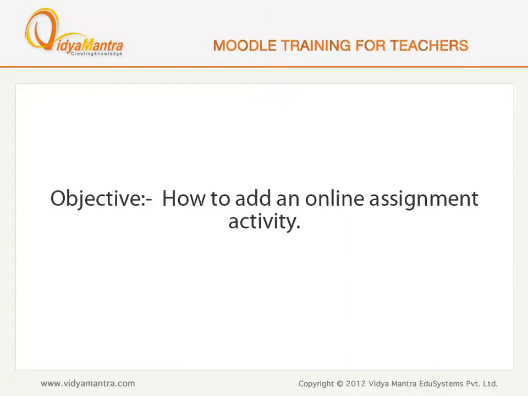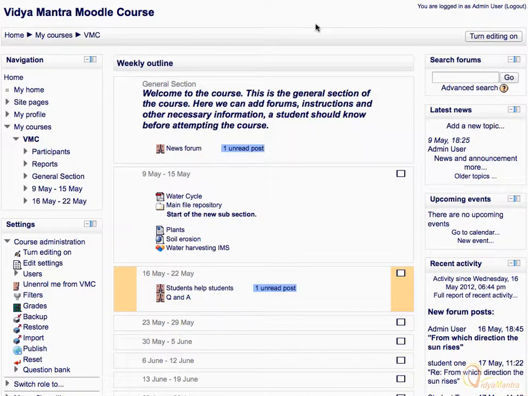In this lesson, we will first add an online assignment activity and then submit the same as a student. The assignment activity allows teachers to collect work from students, review it and provide feedback including grades. Assignments can be of online text type, uploading of files type, or an offline activity.